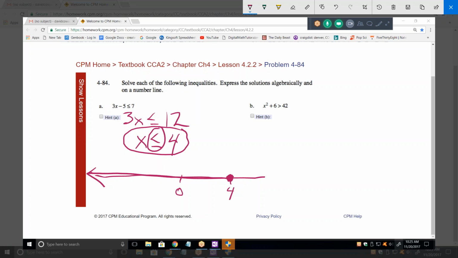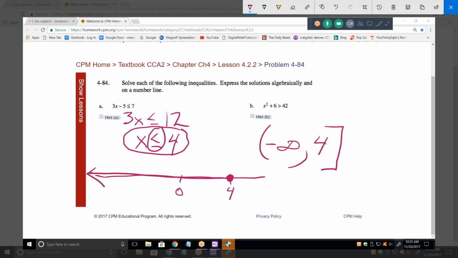And in fact, if I wrote it in interval notation, what would it be? So it'd be negative infinity, comma, 4. Parentheses or bracket? Parentheses. Bracket in this case. Why? The bracket means it can be 4. The parentheses means it can only approach 4.